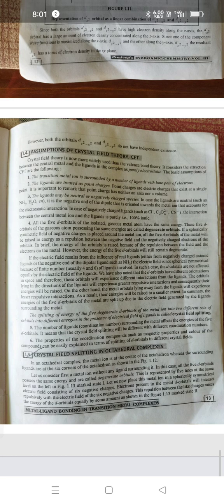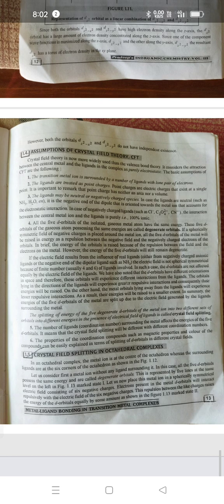In such a case, the d orbitals are not affected equally by the electric field of the ligands. We have also noted that the d orbitals have different orientations in space, and therefore these orbitals will experience different interactions from the ligands. So the CFT is defined as the splitting of energy of the 5 degenerate d orbitals of the metal ion into two different sets of orbitals with different energies in the presence of the electric field of the ligand, which is called crystal field splitting.